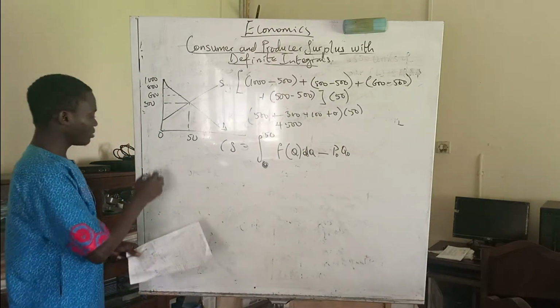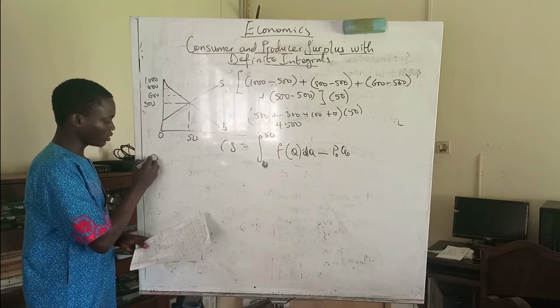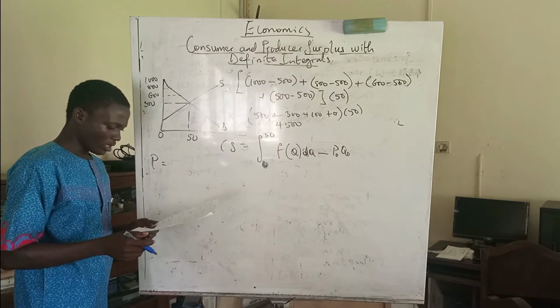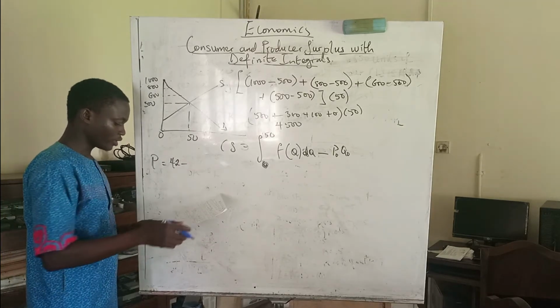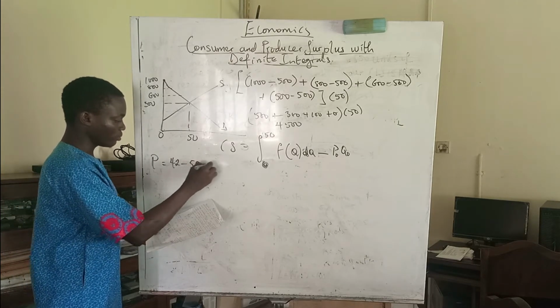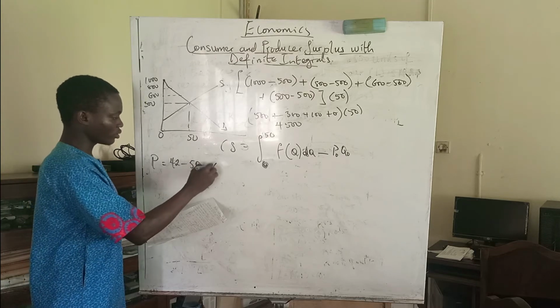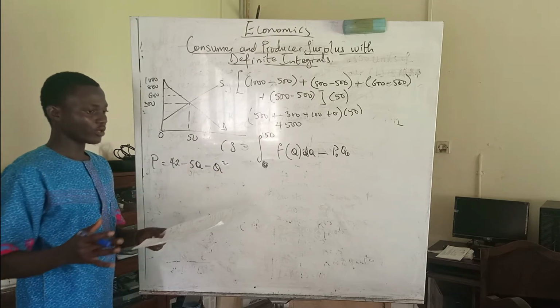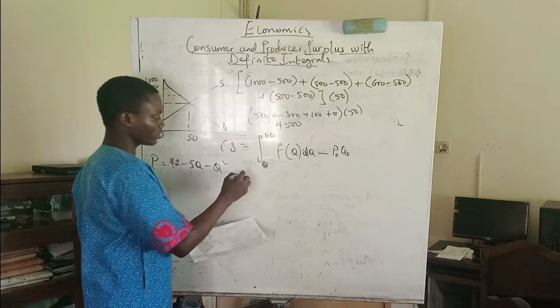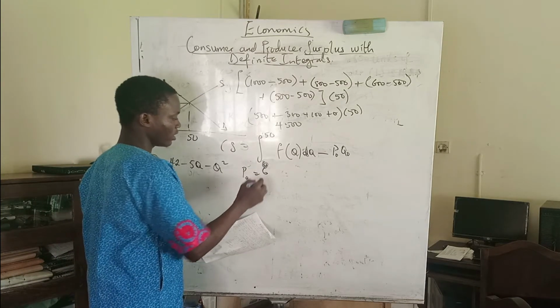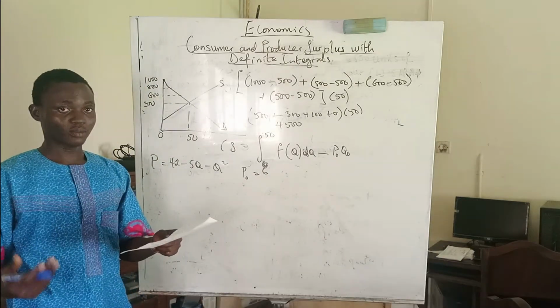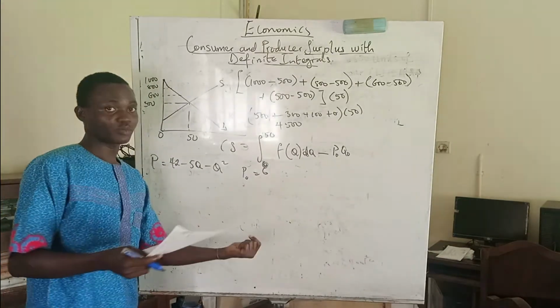So here we have a demand function, which is P equals, where is the question again? So we have 42 minus 5q minus q squared. Okay, and in this question we've been given that the equilibrium price, which is P naught, is 6. That is, after the forces of demand and supply interacting in this market, we have an equilibrium price of 6.